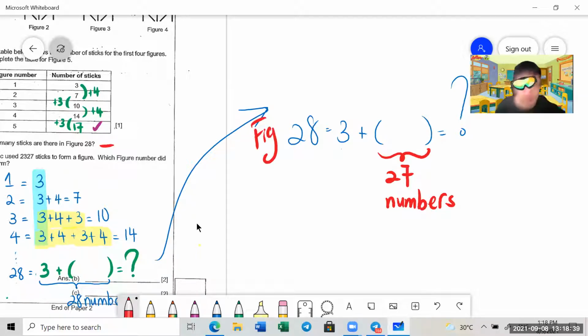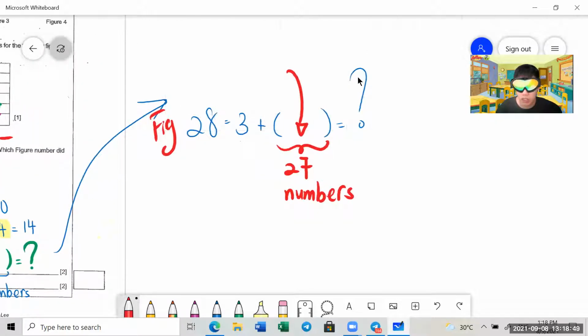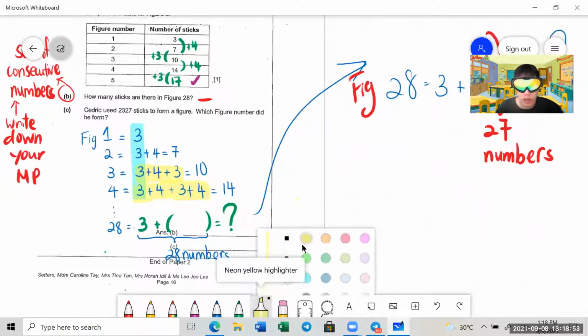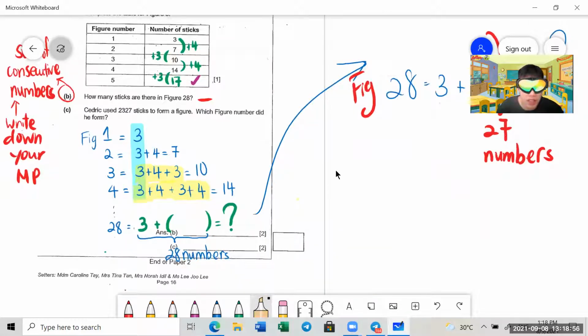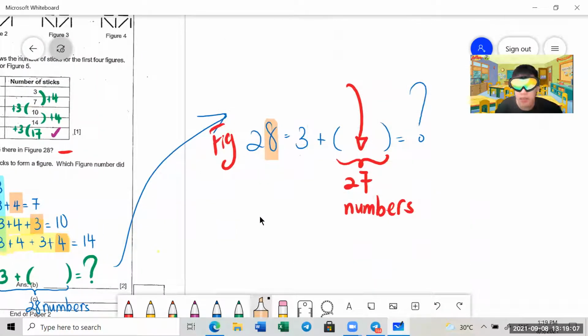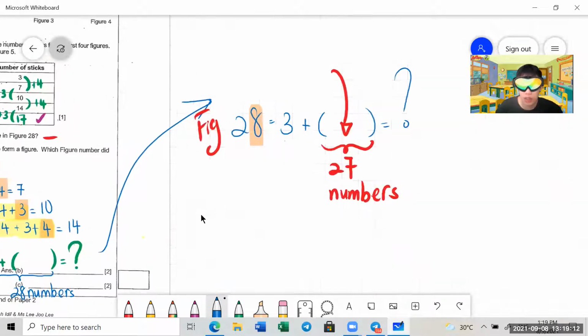Got it? Now, we have to find the value for this one first. Once we add 3 plus the value over here, we will be able to get the number of sticks, which is the question mark that I'm trying to find. Another thing I've observed, which I'm going to highlight with an orange highlighter, is this: even number, always end with 4. Odd number, always end with 3. Even number, end with 4. So let me ask you a question. This is 28, and 28 is definitely an even number. Even number should end with 4.